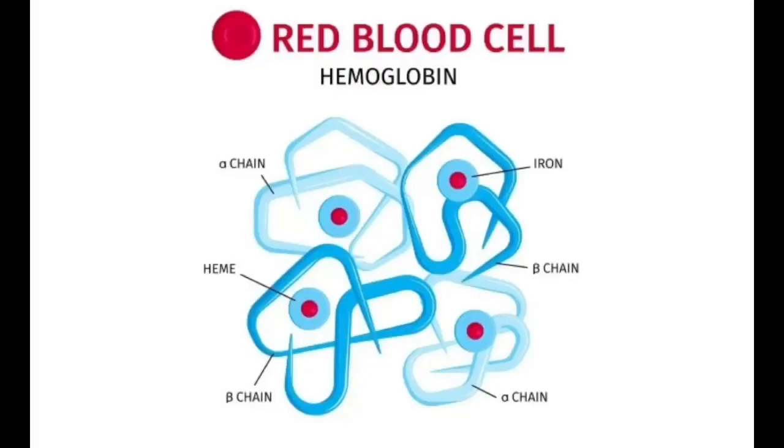Hemoglobin is the protein in red blood cells that carries oxygen. It normally has 2 alpha chains and 2 beta chains. The 4 main types of sickle cell anemia are caused by different mutations in these genes.